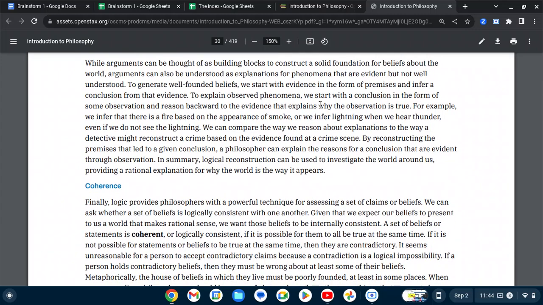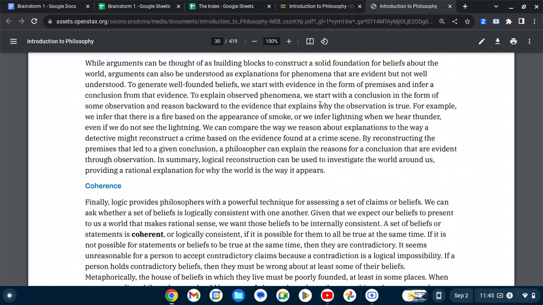While arguments can be thought of as building blocks to construct a solid foundation for beliefs about the world, arguments can also be understood as explanations for phenomena that are evident but not well understood. To generate well founded beliefs, we start with evidence in the form of premises and infer a conclusion from the evidence. To explain observed phenomena, we start with a conclusion in the form of some observation and reason backward to the evidence that explains why the observation is true.